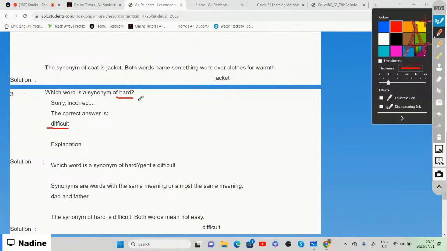So if you need to do a task, or an activity, anything, whether it's physical or mental, it is not easy. And that is basically what both of these words mean. So hard and difficult are synonyms of each other, and both words mean that it is not easy. You can say that something is hard, and if you don't want to use the word hard, you can say something is difficult. Both of these words mean that something is not easy.